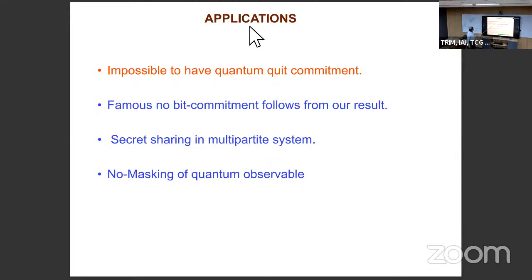We also try to argue that it will have application in secret sharing, because in secret sharing, you store quantum information or a secret in a multi-particle quantum state, with the condition that no single user can retrieve the information, but if they come together, they can retrieve it. So it will have application there also. And recently we tried to generalize this for quantum observables, still under progress. Okay, so I think I have almost come to the end of my slides.